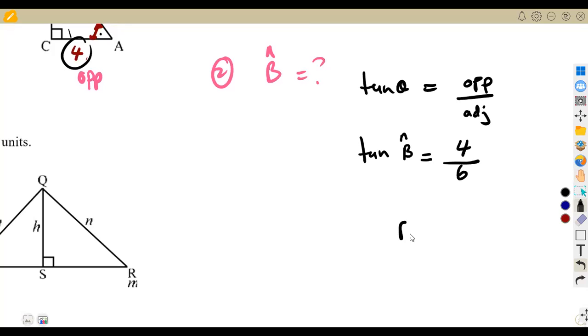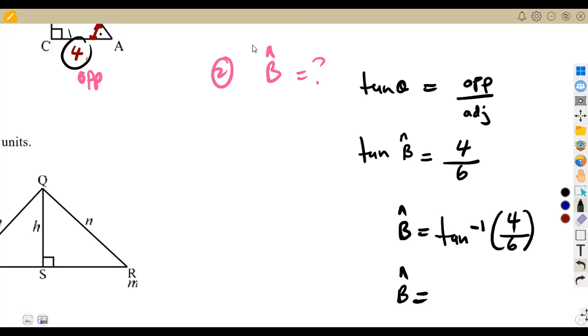So that means our angle B is going to be, remember how you remove tan to be written on the other side, it is going to be written as arctan. Okay, so this is arctan 4/6. So this is how you find your angle B. So that's arctan of 4/6. We're going to have our angle.